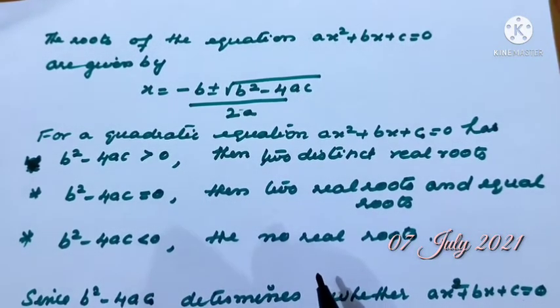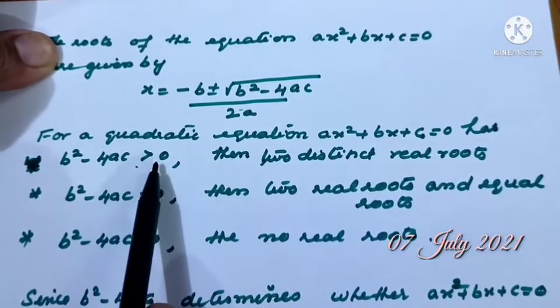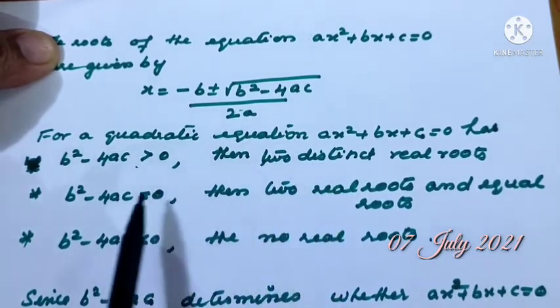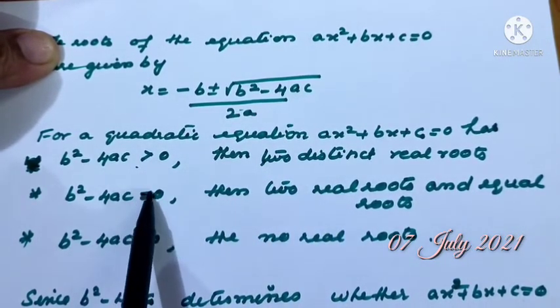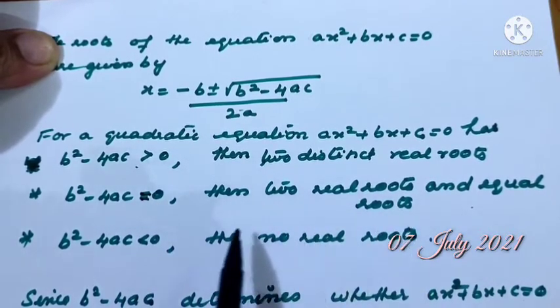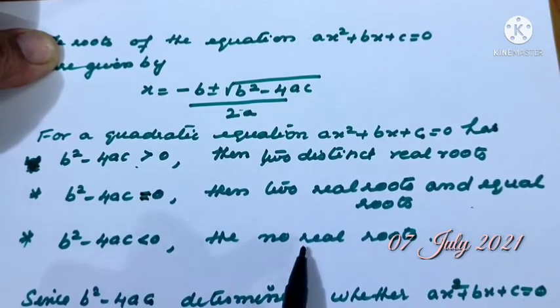So b square minus 4ac we can calculate, and if we are getting a positive value, then we can say that it has two distinct real roots. But sometimes b square minus 4ac equal to 0 we will get. In that case two equal and real roots are there. Sometimes b square minus 4ac is a negative value, then we know the meaning of that: the equation has no real roots.